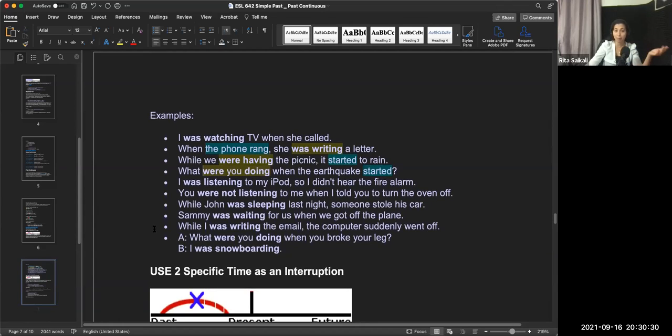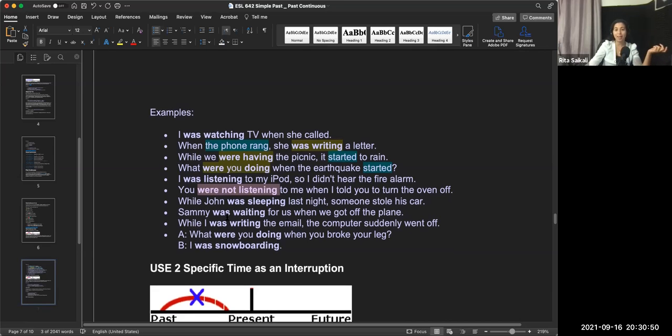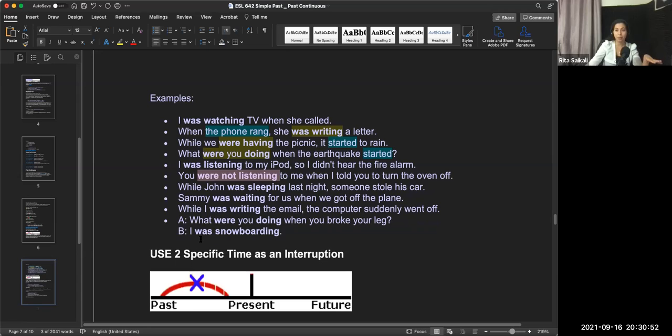I was listening to my iPad, so I didn't hear the fire alarm. You were not listening to me when I told you to turn off the oven. While John was sleeping last night, someone stole his car. Sammy was waiting for us when we got off the plane. While I was writing the email, the computer suddenly went off.